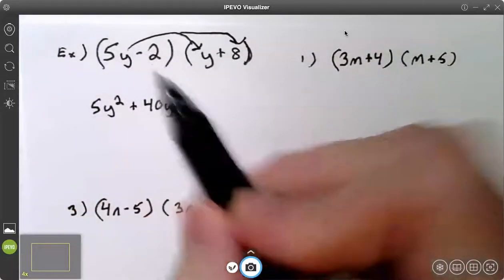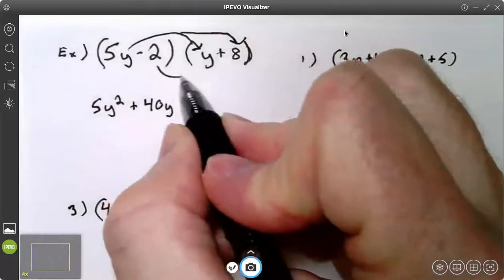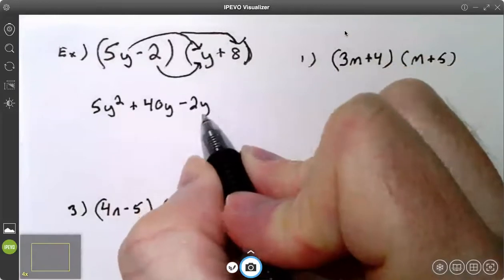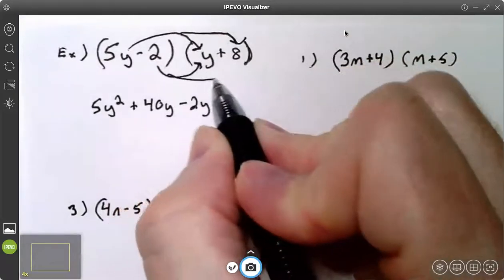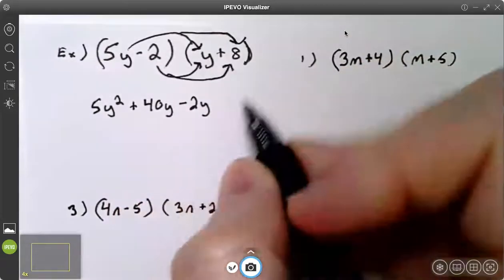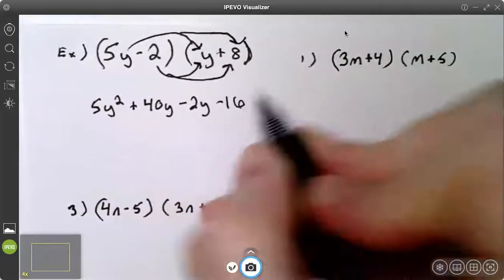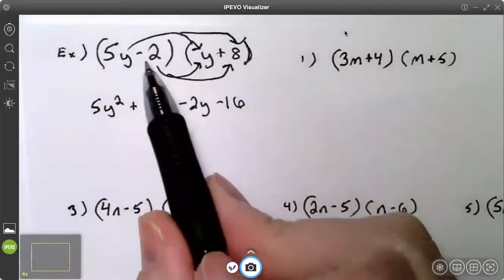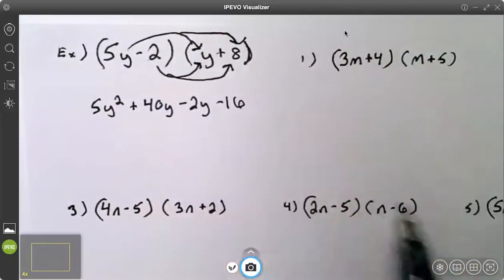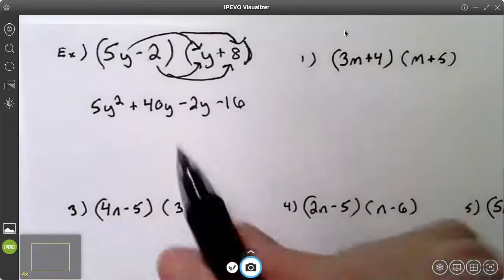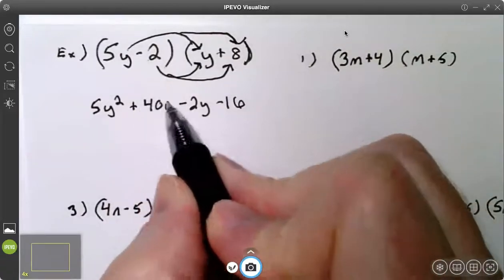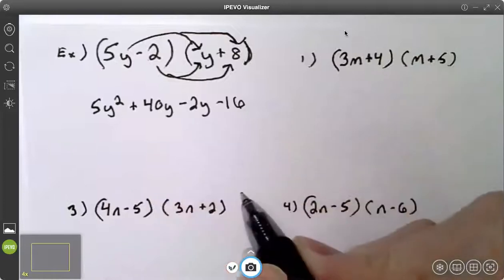Now I'm going to distribute this negative 2. Negative 2 times 1y is negative 2y. And negative 2 times positive 8 is negative 16. I distributed the 5y to everything in parentheses. Then I distributed the negative 2 to everything in parentheses. Now I need to combine like terms. My like terms are my two middle terms, the 40y and the negative 2y.